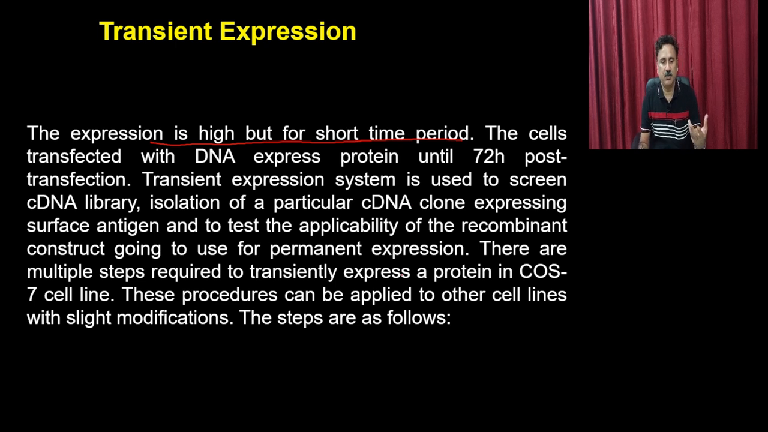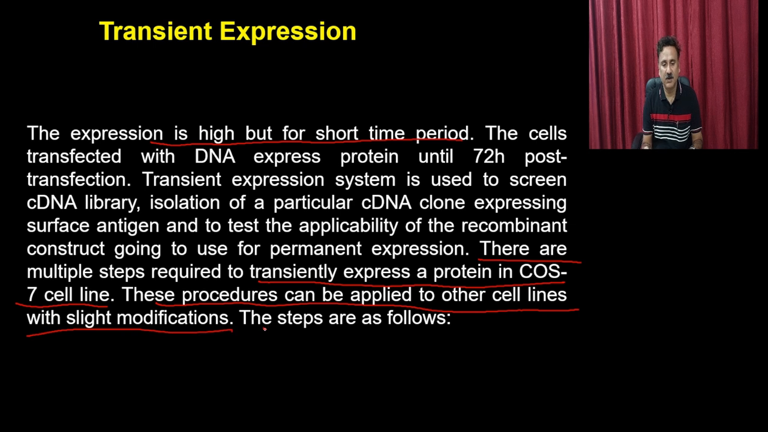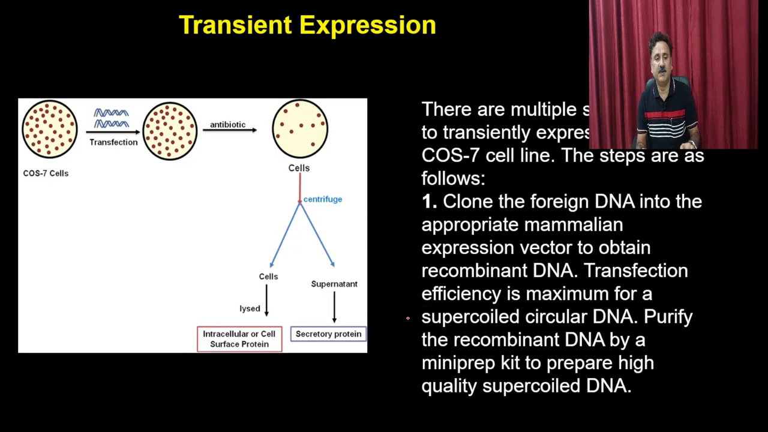There are multiple steps which are required to transiently express a protein. For example, in this case I have taken the example of COS7 cells, and these procedures can be applied to other cell lines with slight modification. And what are these steps? The first step is that you are going to do the DNA delivery. Although we have written transfection, you can use other methods also, and all these methods we are going to discuss when we discuss DNA delivery into host cells, in subsequent lectures.